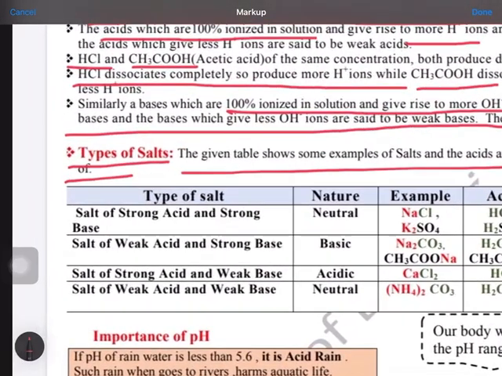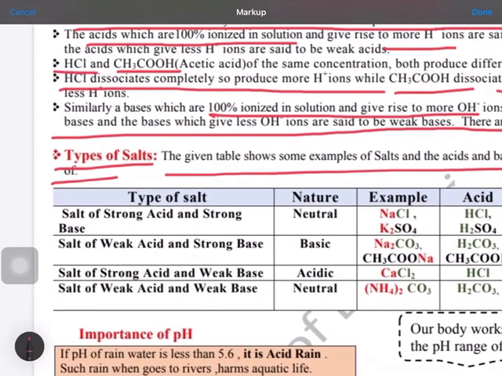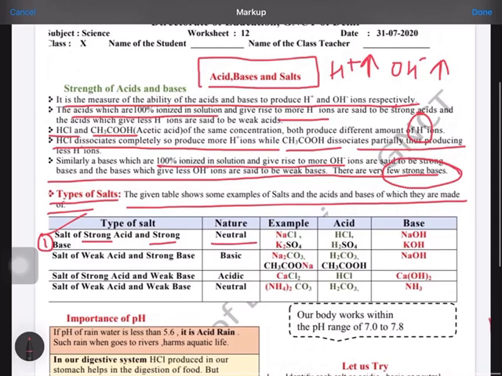The first case is the salt of a strong acid and a strong base. In the first condition, both are strong, so the nature of the salt will be neutral, and examples can be sodium chloride and potassium sulfate. The acid taken in the case of sodium chloride is HCl and the base is NaOH. In the case of potassium sulfate, it is sulfuric acid and KOH. All these are strong.